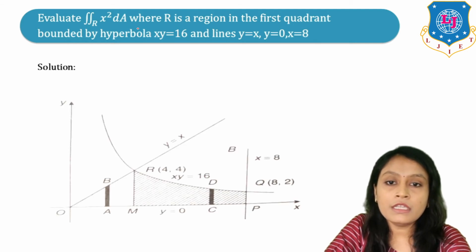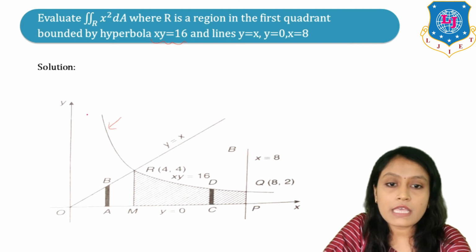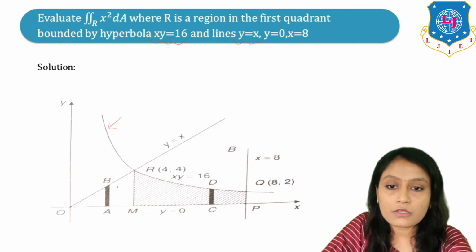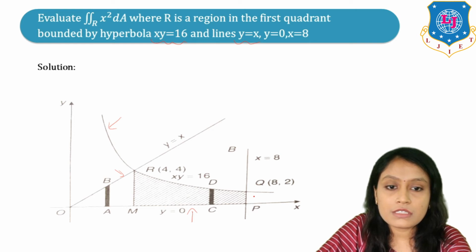So firstly we will draw the graph. First we will draw xy is equal to 16. It is a hyperbola, so we will draw this hyperbola like this. Next we will draw the line y is equal to x. Next y is equal to 0, that is the x-axis. And next x is equal to 8. So firstly we will draw all this.